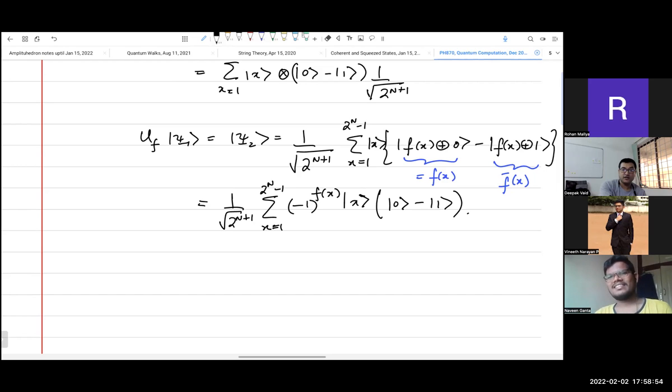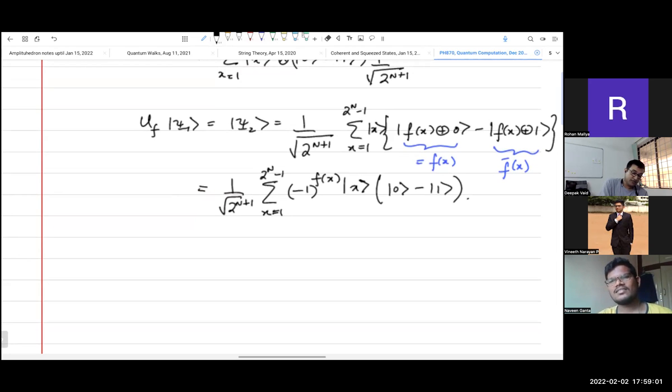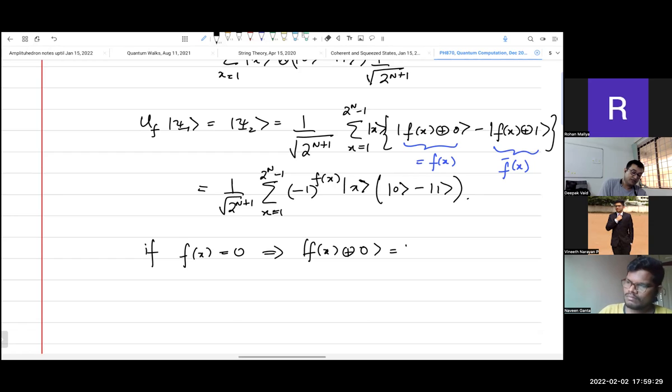No, maybe you have already gone over this material and you're familiar with it. Okay. So the question is, how did we get from this line to this line, right? You have to keep in mind that f of x is a binary function. So you can consider the various possibilities. If f of x is 0, then what happens? You get f of x XOR 0, which is 0, right? For the first term. If f of x is 1, then f of x XOR 0 is equal to 1, right?